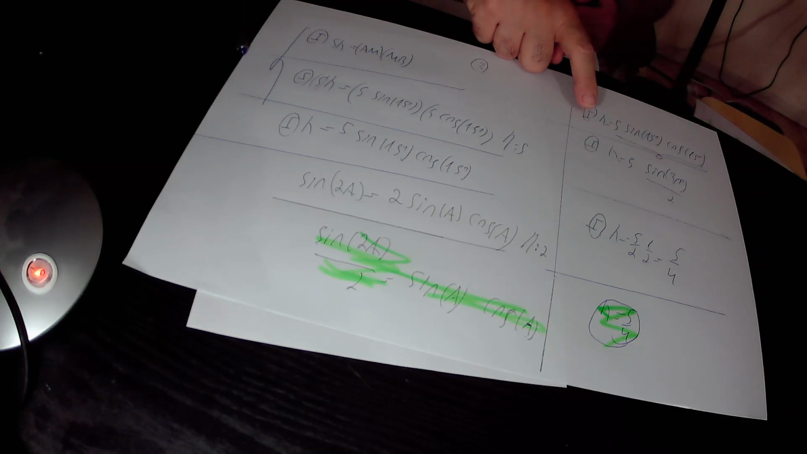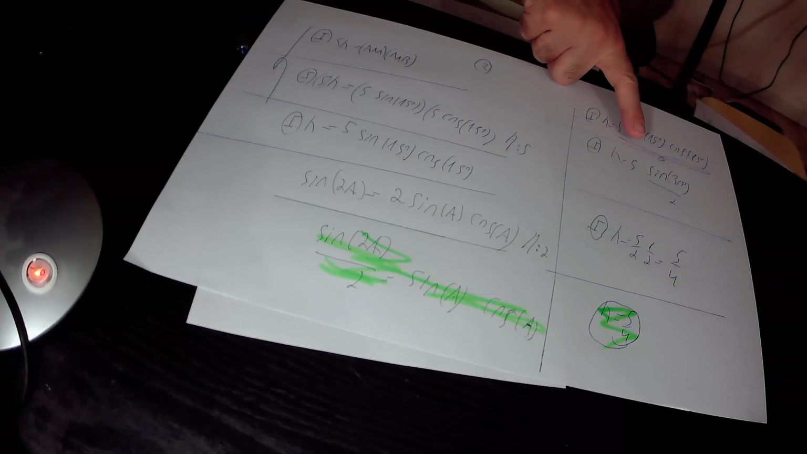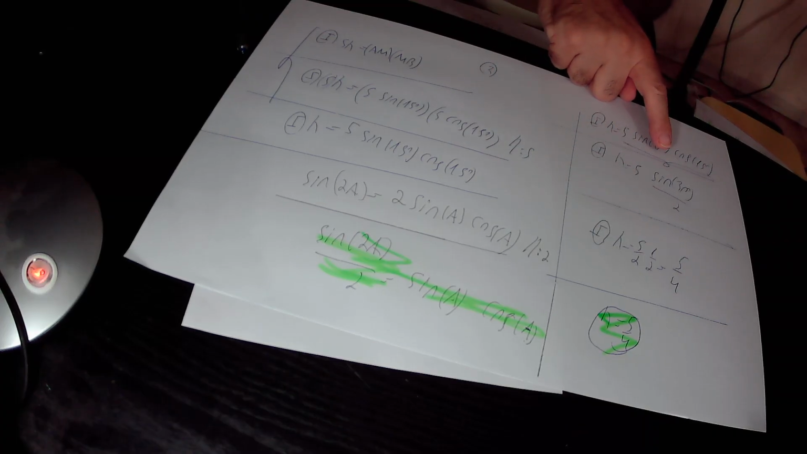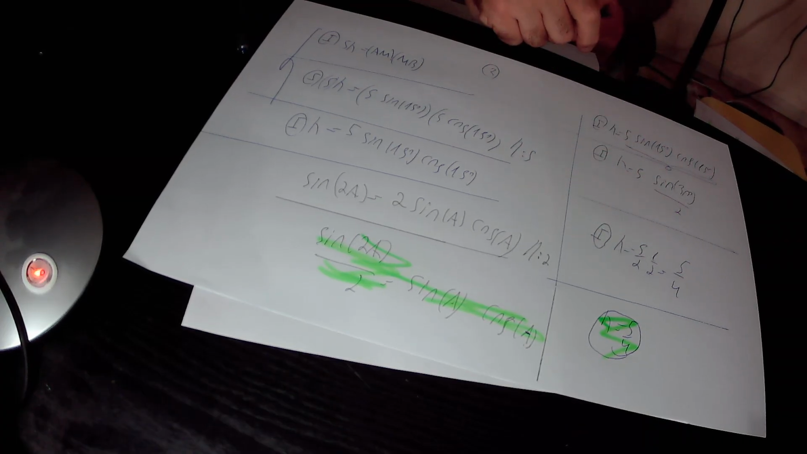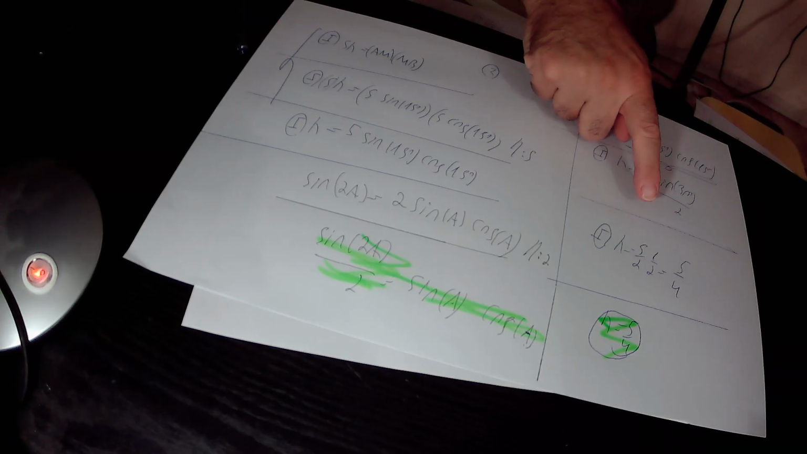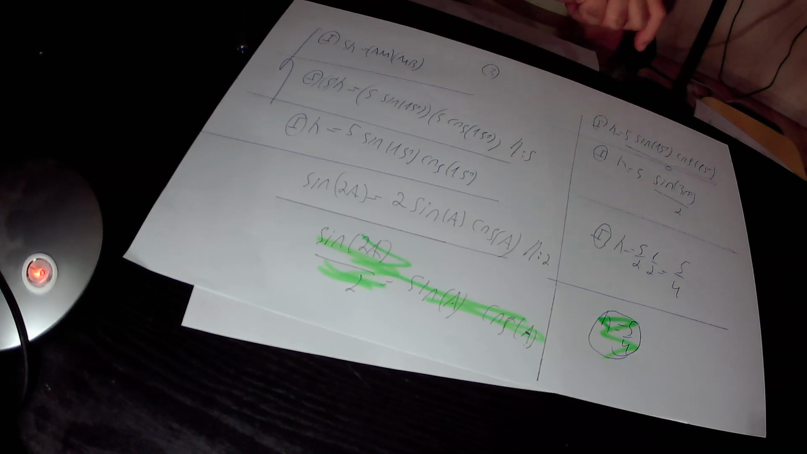So in total, according to equation 1, we found out that H equals 5 times sine 30 degrees over 2. So H equals 5 over 2 times sine 30 degrees. Sine 30 degrees is 1/2. So in total, H equals 5 times 1 is 5, over 2 times 2 is 4. So in total, H equals 5/4.